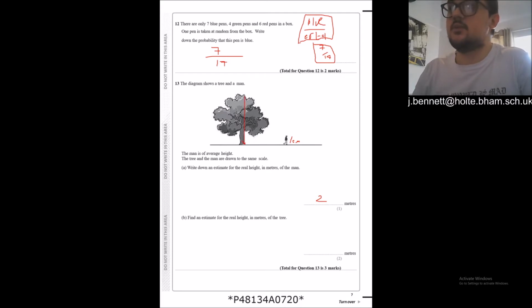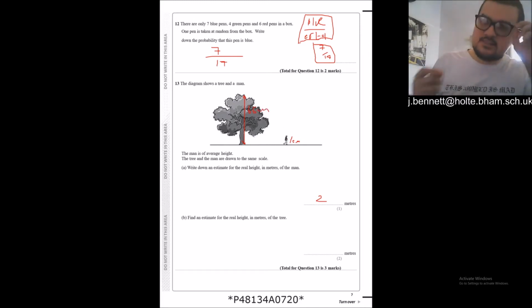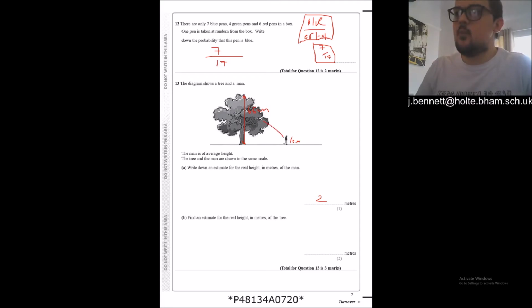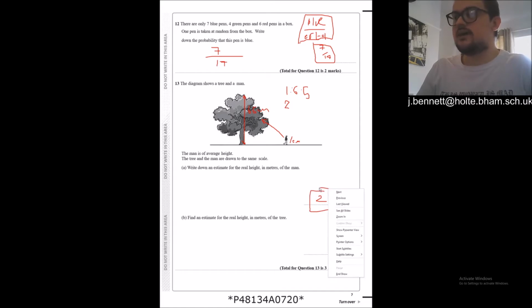On my computer screen the tree is 6.5 centimeters tall. Remember this is scale, so we multiply because it's proportion. How do we get from 1? For every 1 centimeter that the man is tall, the tree is 6.5. We want 2 meters because the man is 2 meters according to our guess. So how do we get from 1 to 2? We multiply by 2.